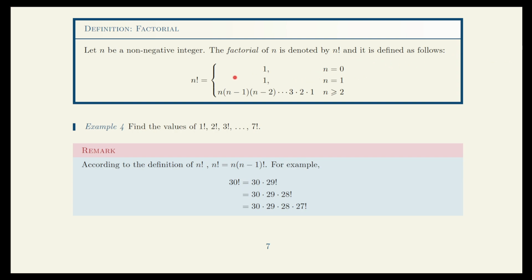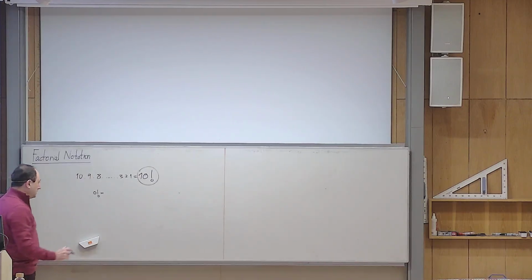If n is 0, the answer is simply 1. This is a definition, okay? And if n is 1, the answer is again 1. But if n is an integer greater than or equal to 2, you start from that number and multiply it by its previous number, and by its previous number, until you reach 1, and then you stop. That's it. Is that clear? Remember, by convention or by definition, 0 factorial is 1. The reason for that we will see a little bit later, so that's a good convention. So 0 factorial is equal to 1.